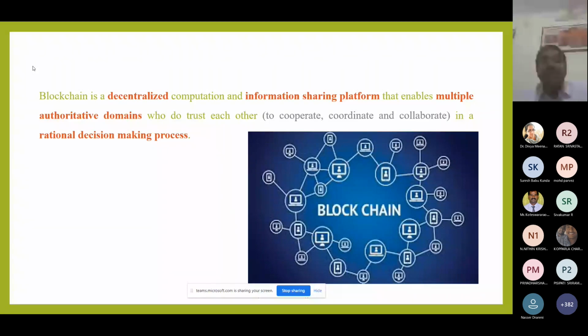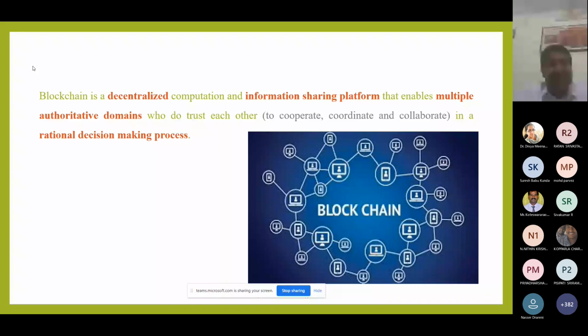So if there are several domains, several people who don't trust each other, however they need to reach some kind of rational decision making process, they need a platform. That platform should be decentralized. This decentralized platform is a blockchain. This is a formal definition. Now here I have highlighted four things in red: decentralized, information sharing platform, multiple authoritative domains, rational decision making process. In order to understand this definition clearly, we will be seeing all these four terms one by one in more detail before we arrive at the formal definition of blockchain.